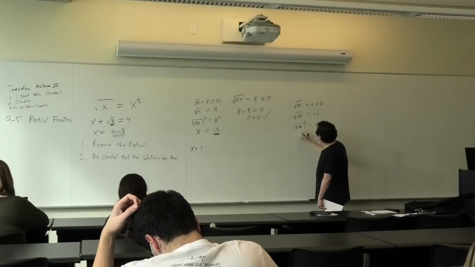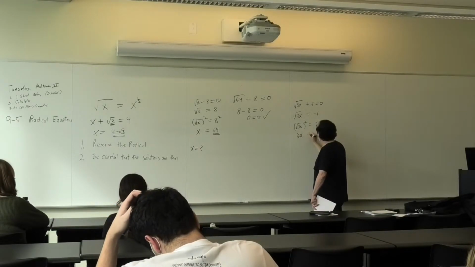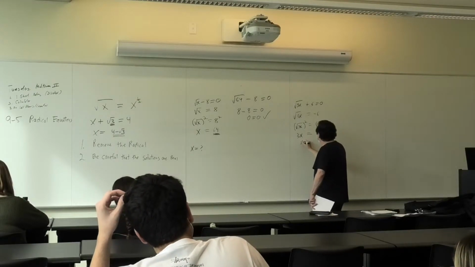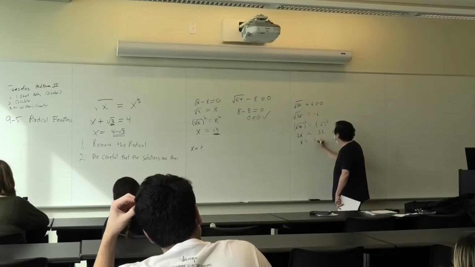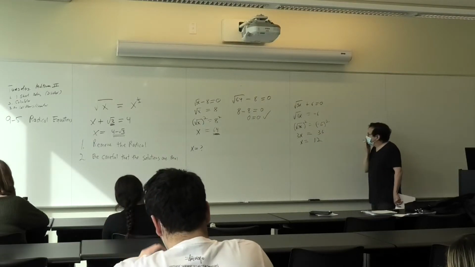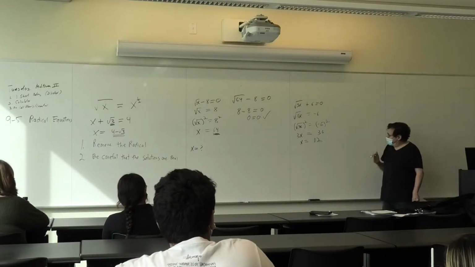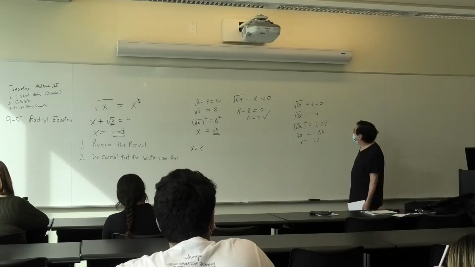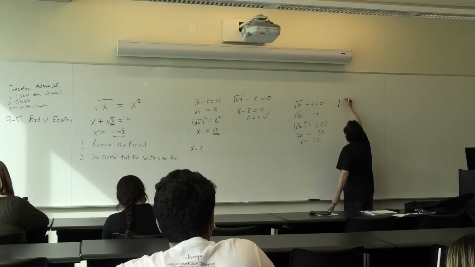And here, this is just going to be 3x equals negative 6 squared, which is 36. X divided by 3 is 12, okay? So far so good, but as I said, we have to check. So let's take a look.